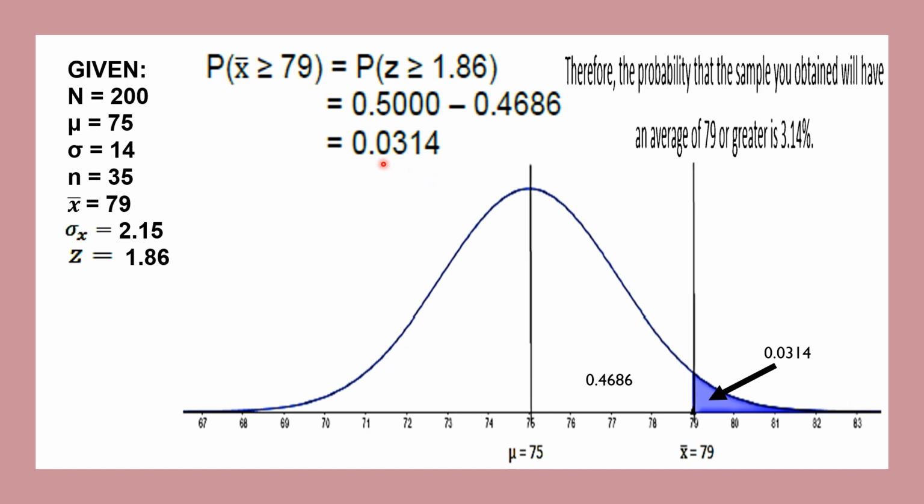And the answer is 0.0314, or that is equivalent to 3.14%. Therefore, we can say that the probability of the sample you obtain will have an average of 79 or more or greater is 3.14%.